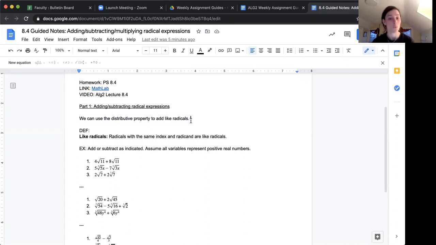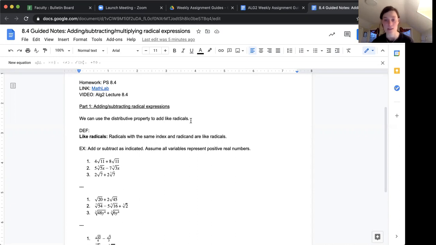refamiliarize ourselves with that. So first of all, definition: like radicals are radicals with the same index and radicand. So same index means that we have to be taking the same root. So both need to be square roots, or both need to be cube roots, or both need to be fourth roots, that sort of thing. And same radicand means that the thing underneath the root needs to be the same number.